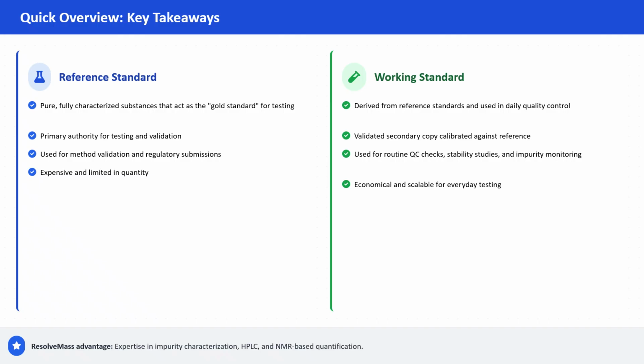In pharmaceutical testing, reference standards act as the ultimate authority, the gold standard. They are highly pure, fully characterized, and trusted globally. On the other hand, working standards are the practical heroes of daily lab life. They are derived from reference standards and used repeatedly for routine QC and stability testing. The real insight here is this: you don't choose between them, you use them strategically together.